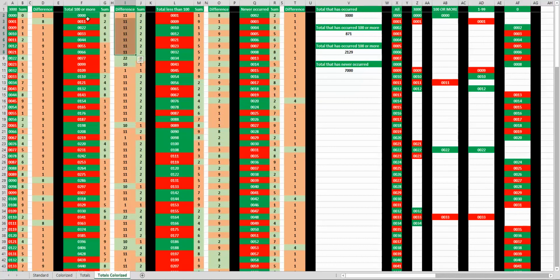Then you have your differences on your numbers that have been drawn 100 times or more. 11 minus 0 is 11, 22 minus 11. So you have 11, 11, 11, 11, 11, 11, all the way down to here with sums of 11. 9 times 1 through 11, and 1 through 9 times 11. That's what you have here, which is all sums up to 2.